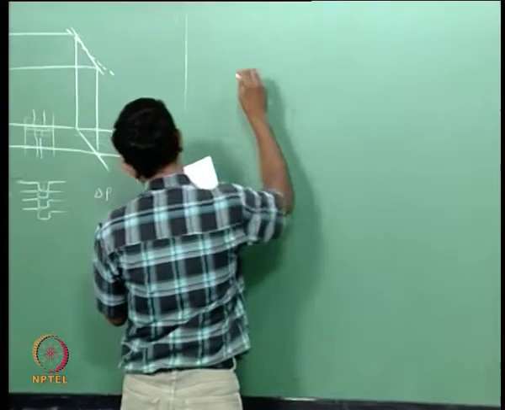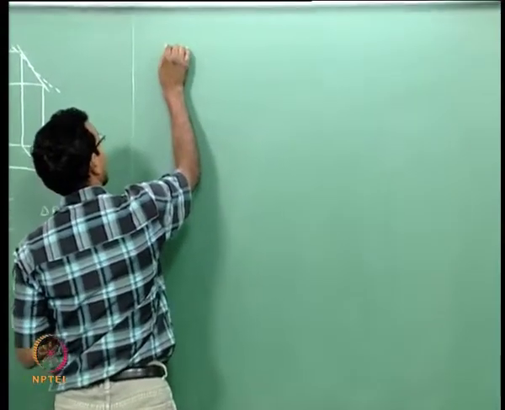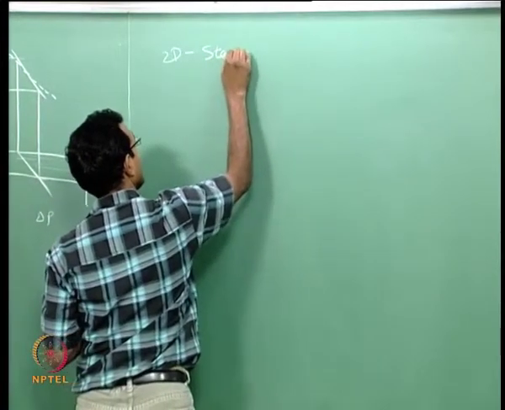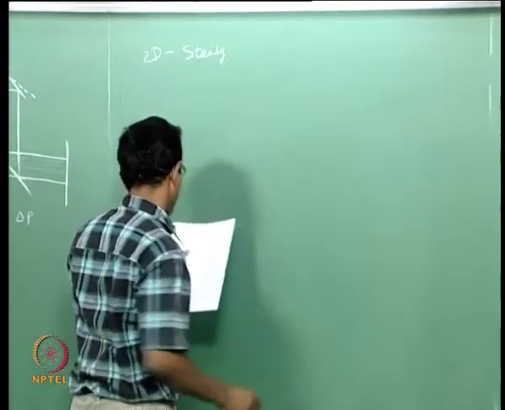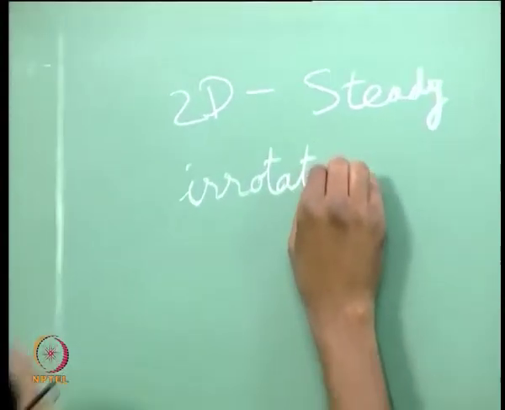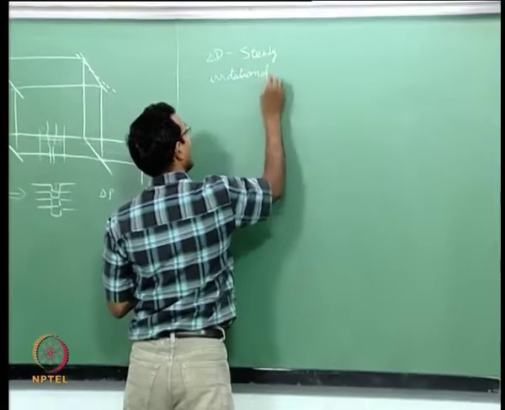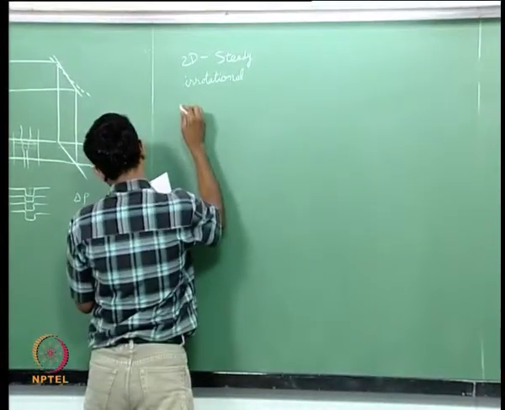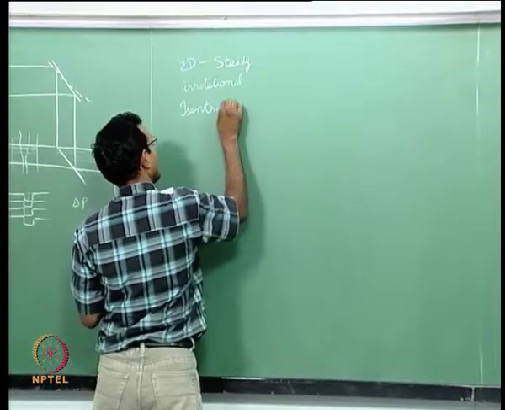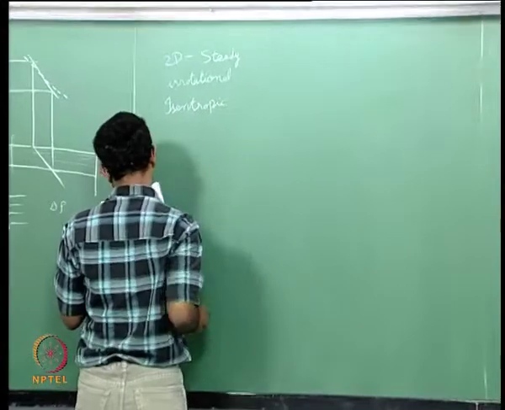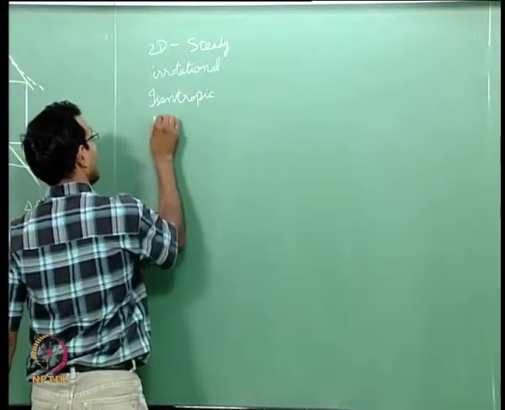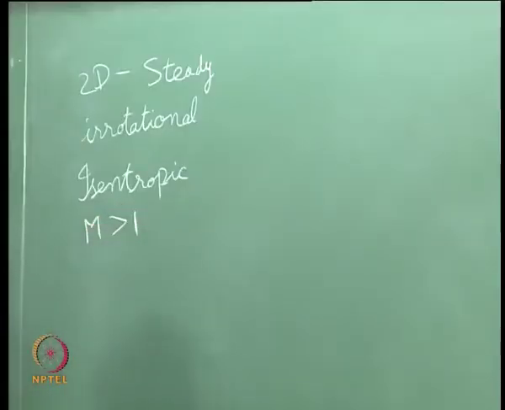Method of characteristics is for a problem which is two-dimensional, steady, irrotational, isentropic, okay, supersonic. These are the standard conditions.